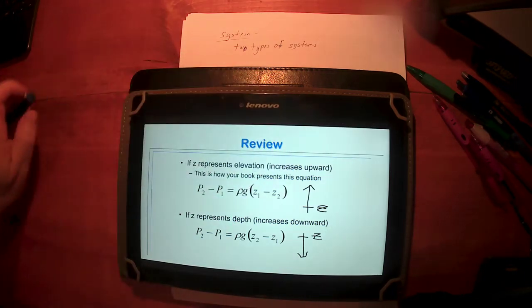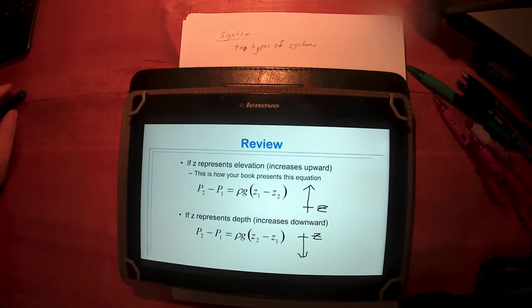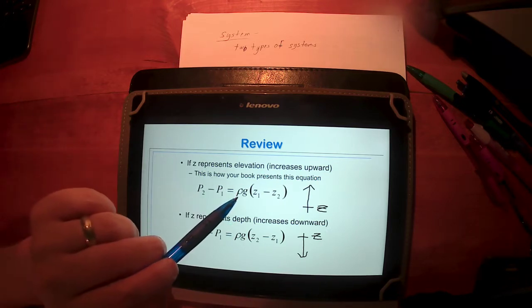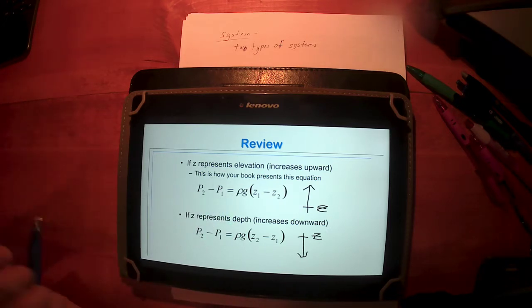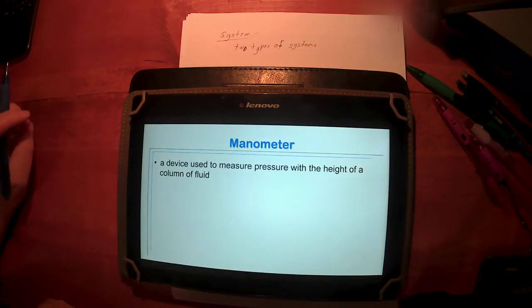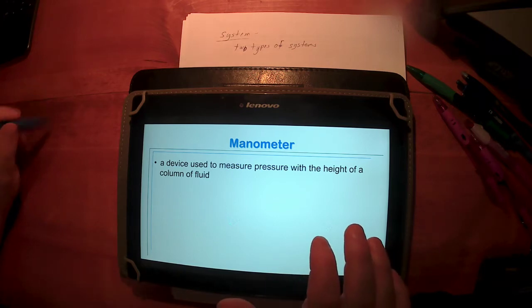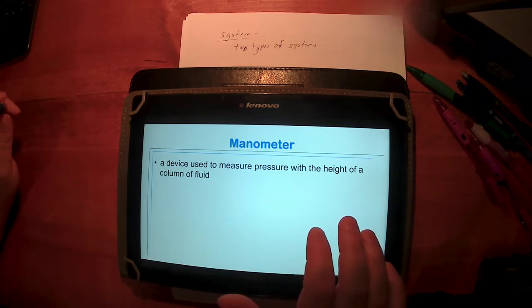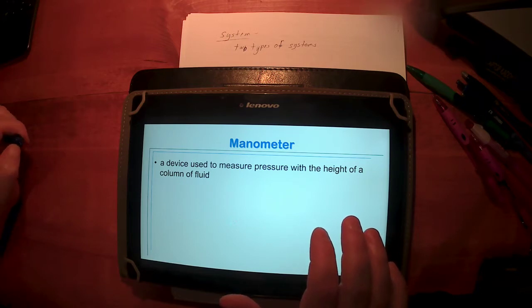We're saying that as I change my location, if I change my elevation within a column of fluid, or change my depth within a column of fluid, I will see a change in pressure proportional to the weight of the fluid above me. Okay. And we finished it up with a discussion of a manometer, and I kind of set up some very simple examples for you. There are some in the text there. So a manometer is a device used to measure pressure with the height of a column of fluid.